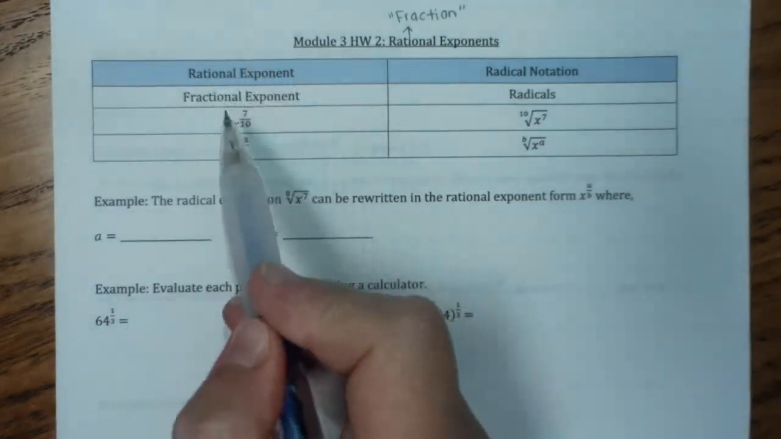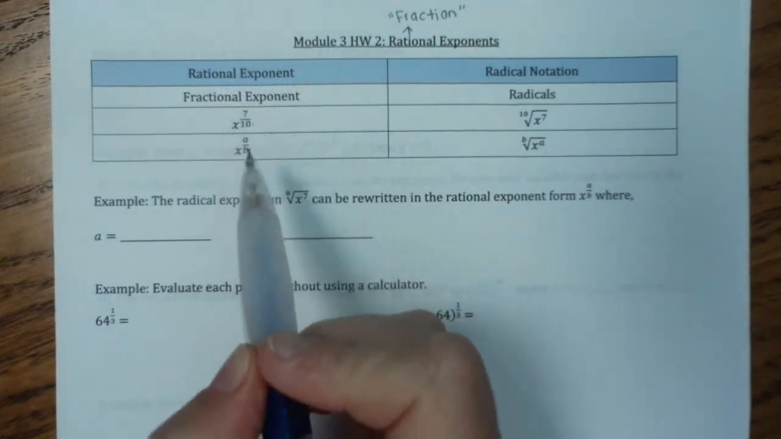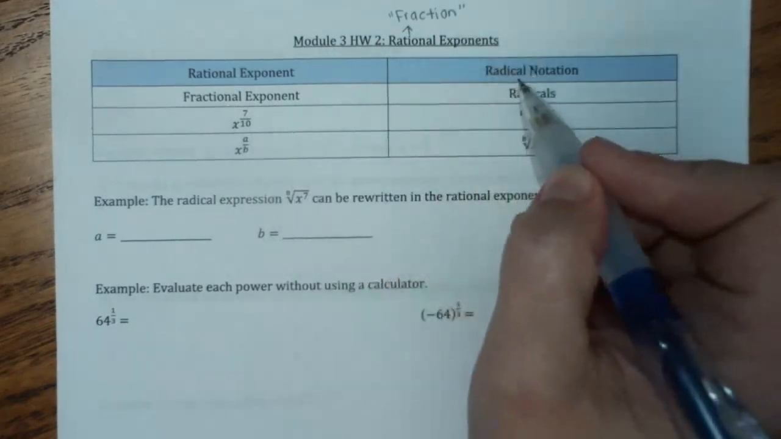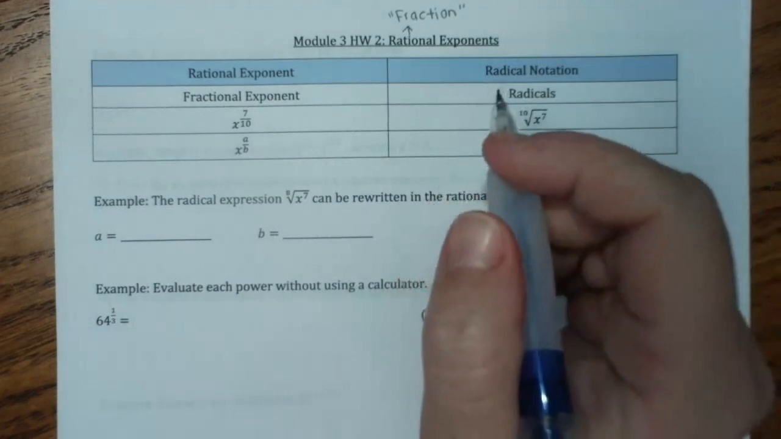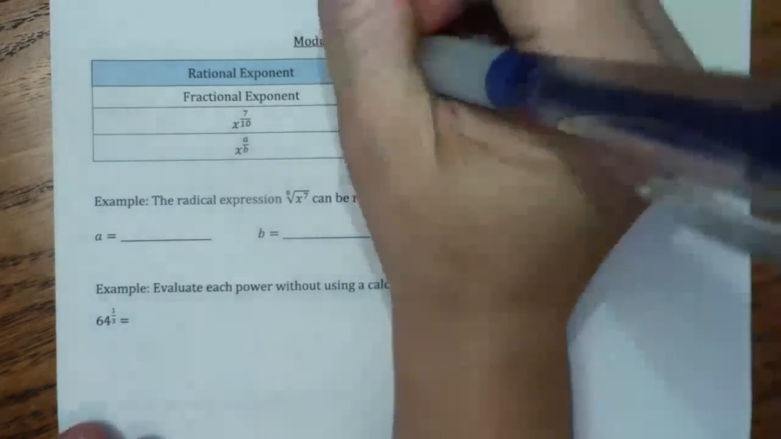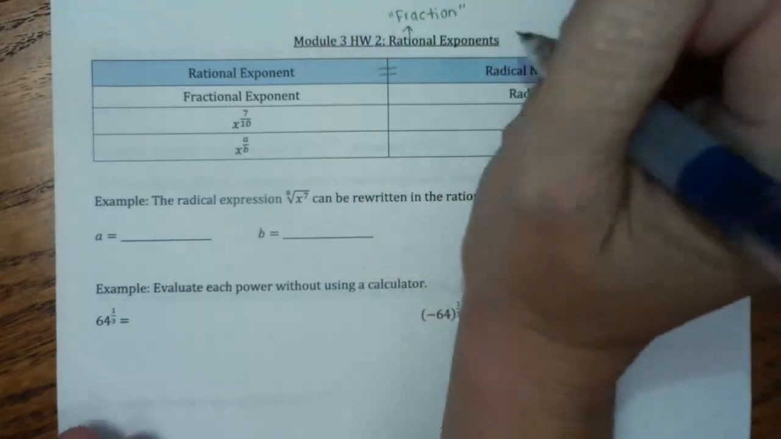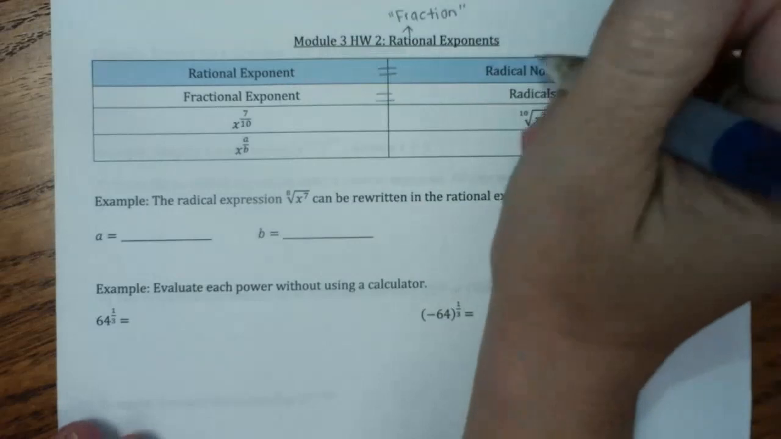So rational exponents are fractional exponents, something like x to the power of 7 divided by 10 or x to the power of a divided by b. Then we also have radical notation, which is using radicals like square root, cube root, all that good stuff. So I can write a rational exponent in radical notation. There's two different ways of writing it. A fraction exponent is the same thing as saying a radical, just two different ways of writing it.